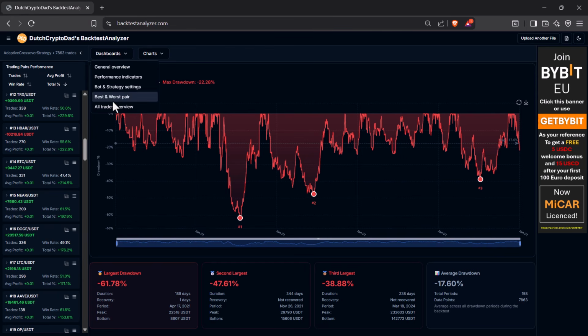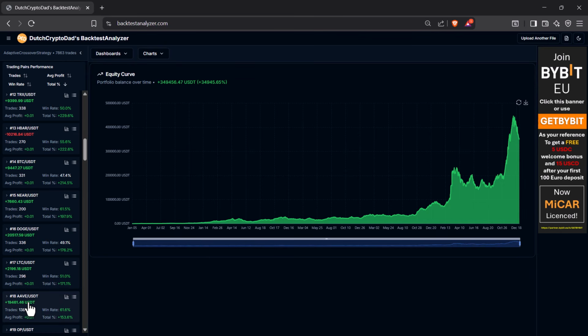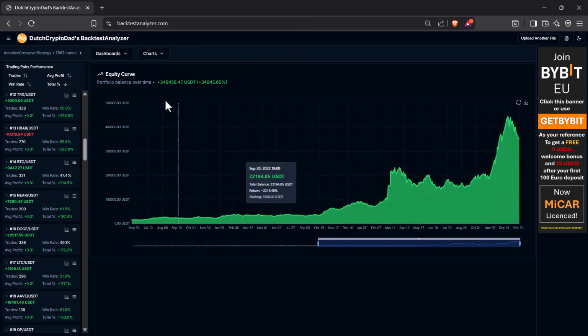Let's look at the extremes here as well. Pepe was our superstar with 6,700% returns, which proves again that meme coins were all the rage in the past year. On the flip side, Turbo was our worst performer with an almost 18,000% loss. But the key insight here is that even our worst performers didn't completely destroy the portfolio. The position sizing and risk management kept any single pair from causing catastrophic damage.